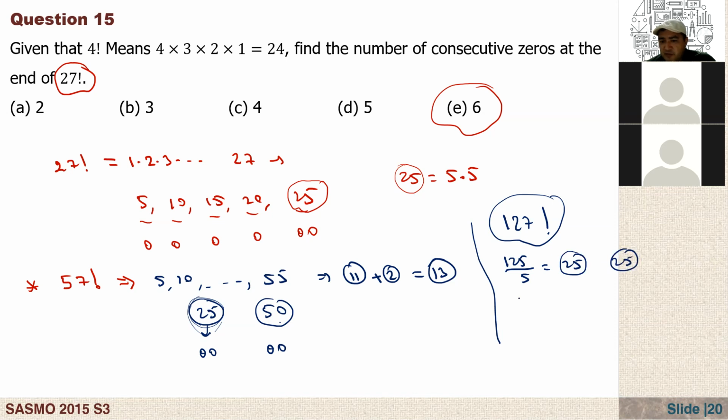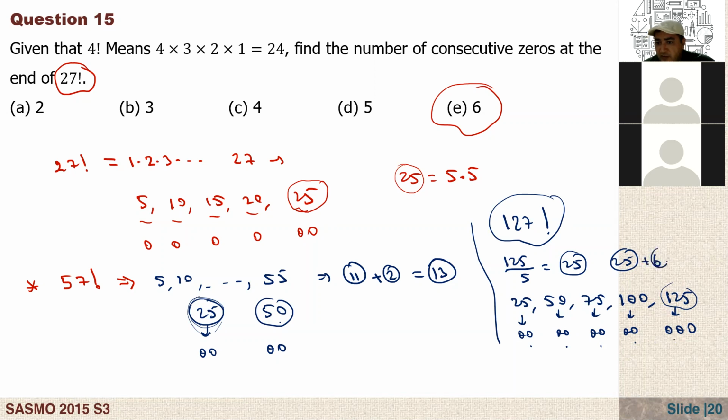Plus, how about the powers of 5? That is 25, and here we have 50, and 75, and 100, and here we have 125. Here I have 2 zeros, here 2 zeros, here 2 zeros, here 2 zeros, but this 125 is 5 to the power of 3, 5 cubed. So here I have 3 zeros. So I need to count 1, 2, 3, 4, and here we have 2 more, 6. So altogether, how many? 6. There will be 31 zeros.